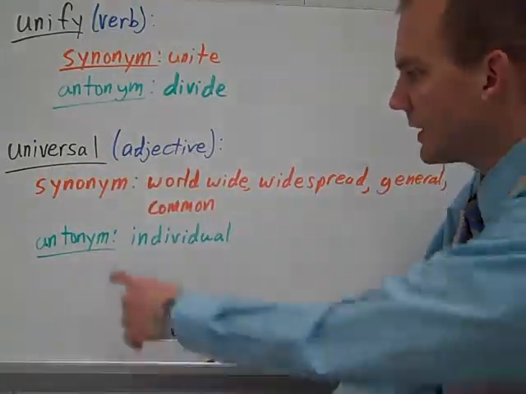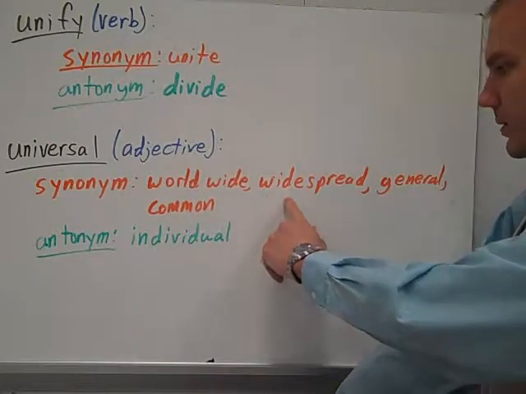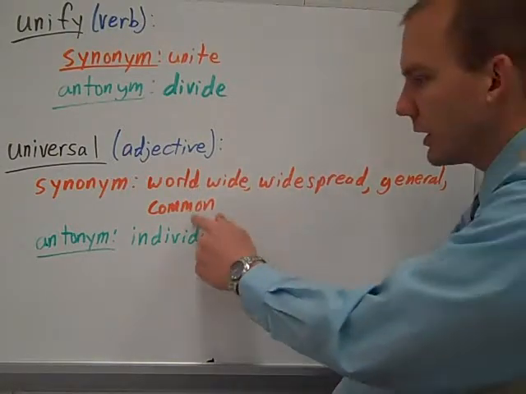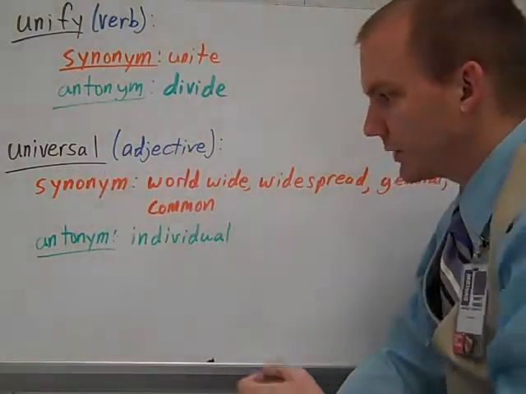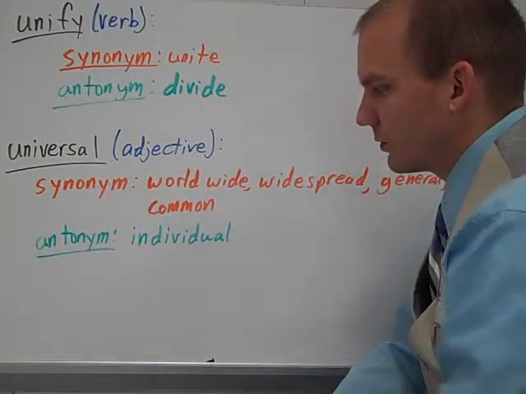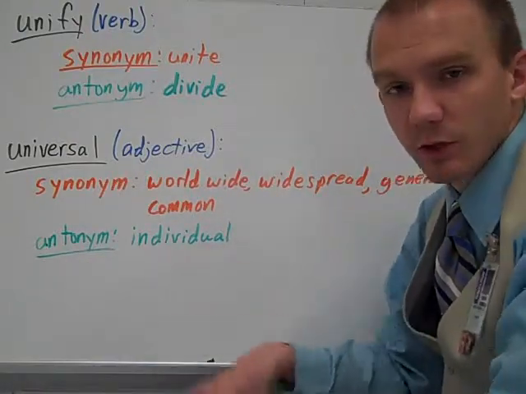Universal is an adjective. A lot of synonyms here. Worldwide, widespread, general, and common are all synonyms for universal, whereas antonym would be individual, as in it just happens with a single person, not everyone.